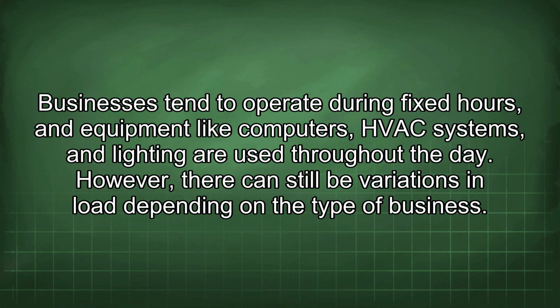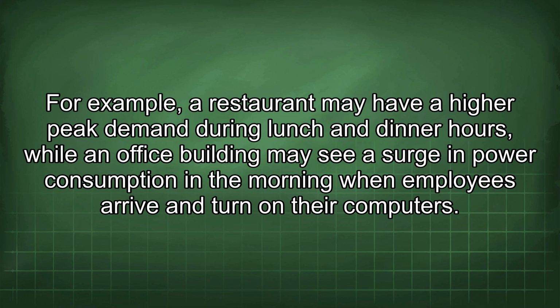Businesses tend to operate during fixed hours, and equipment like computers, HVAC systems, and lighting are used throughout the day. However, there can still be variations in load depending on the type of business. For example, a restaurant may have a higher peak demand during lunch and dinner hours, while an office building may see a surge in power consumption in the morning when employees arrive and turn on their computers.